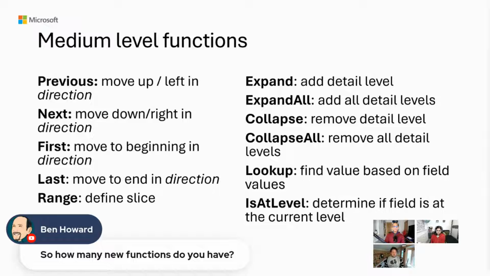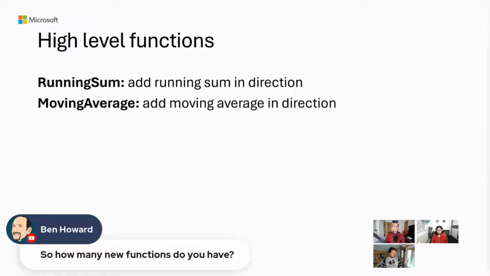And then lookup is very similar to XLOOKUP and VLOOKUP and HLOOKUP in Excel, right? It's basically where this and this, like if year equals 2020 and country equals UK, get me that number. I don't care where it is, get me that number. That's what lookup will do for you. And then is that level allows you to inspect what level I am currently executing the DAX expression. So you could write an if statement to do something with subtotals, for example. So those are the functions, and then two more that we have introduced, running sum and moving average. I already showed you those.